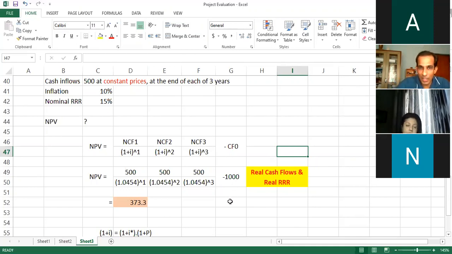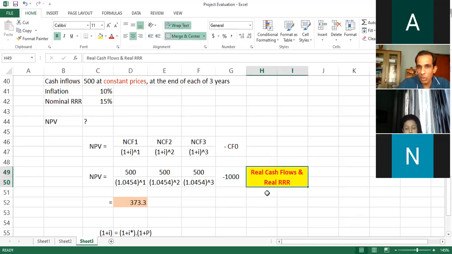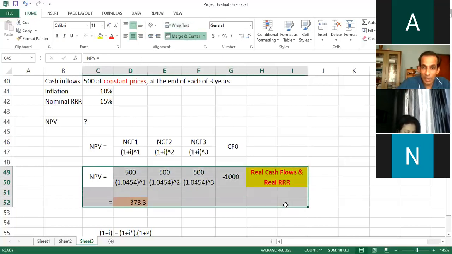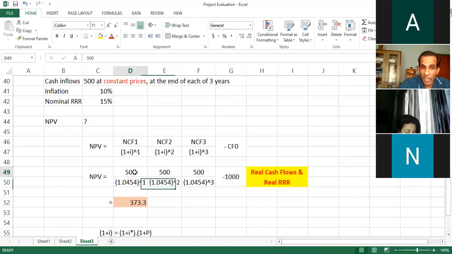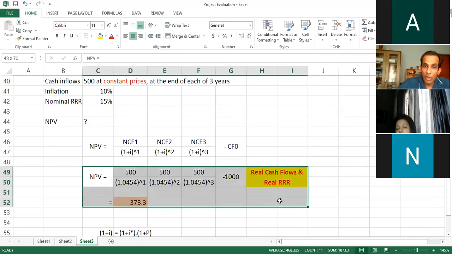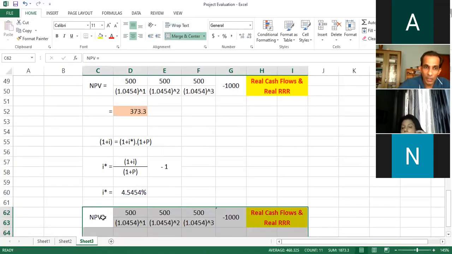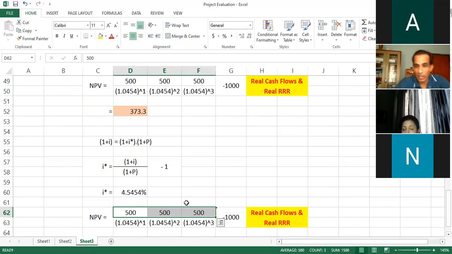So here, what is the method we use? Real cash flows and real required rate of return. But we have another method. What is the other method? Here, what we did was remove inflation from both the cash flows and the interest rate. In the other method, we include inflation in both the cash flows and the discount rate. So that way also we can calculate.